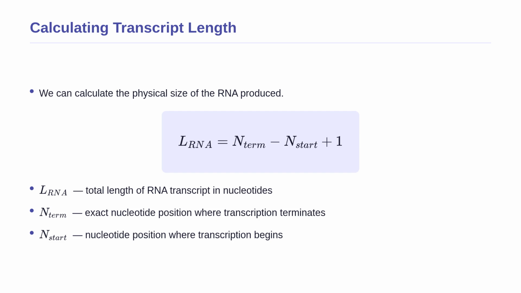N term is the exact nucleotide position where transcription terminates. N start is the position where transcription begins, almost always +1. We add 1 at the end to account for inclusive counting. If the termination position increases, meaning it is further downstream, the total length of the transcript will proportionally increase.